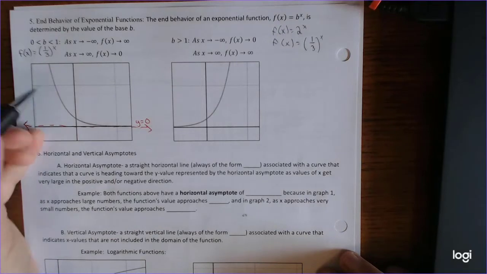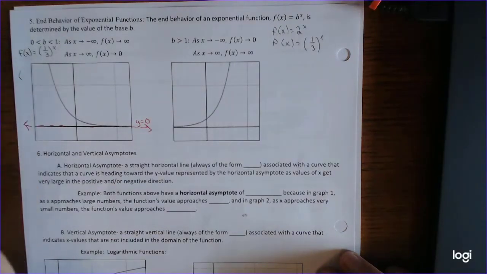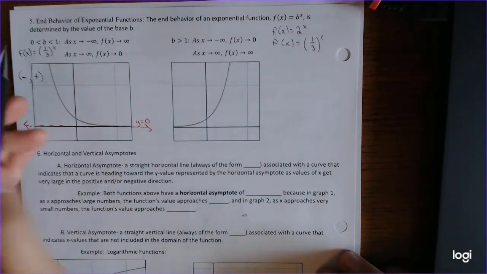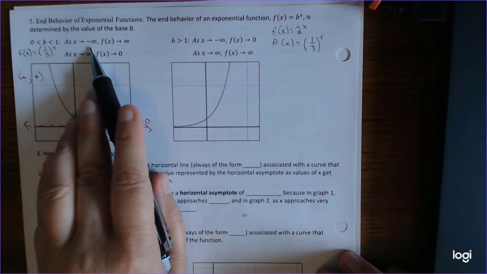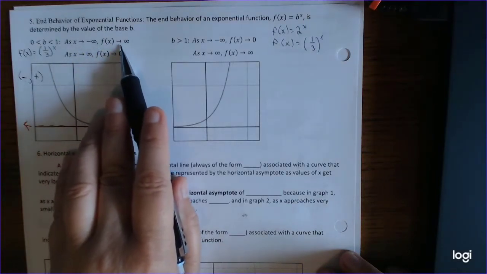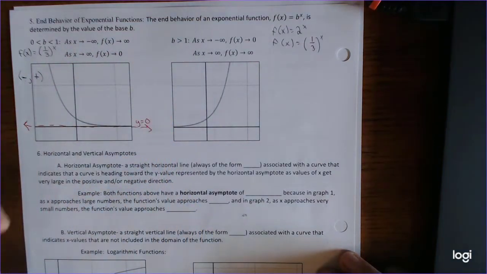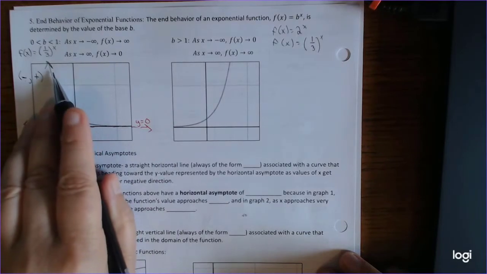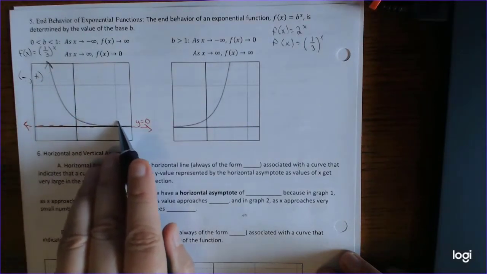This side makes perfect sense. It's just like what we just learned. It's when x is negative, y is going up to positive infinity. So as x goes to negative infinity, y, that's another way to write y, f of x, goes to positive infinity. That's just like polynomials, but over here it's a little different. An exponential is going to have this leveling off property.